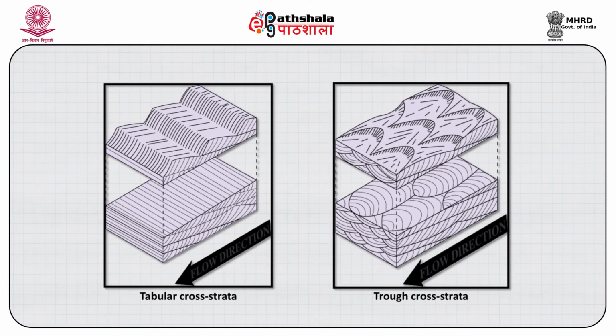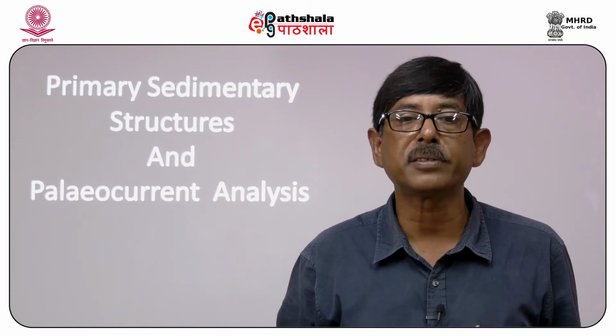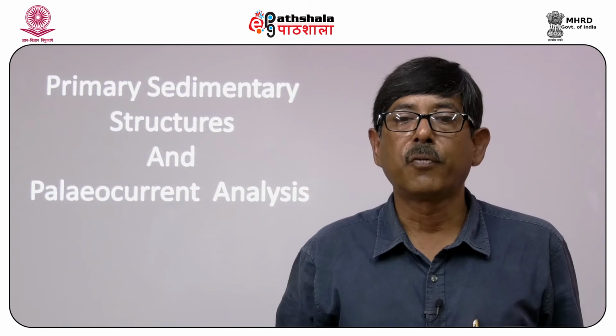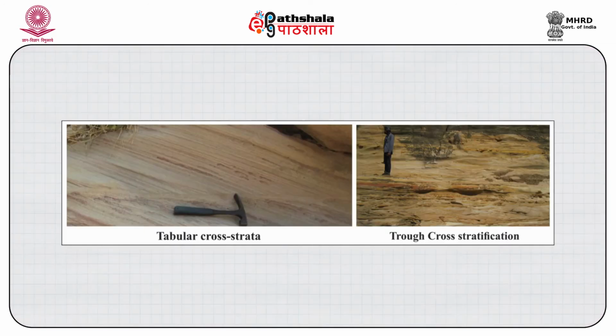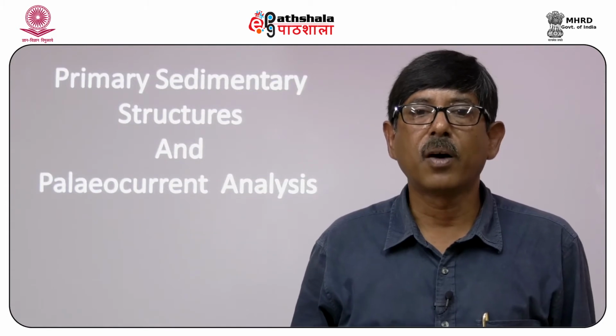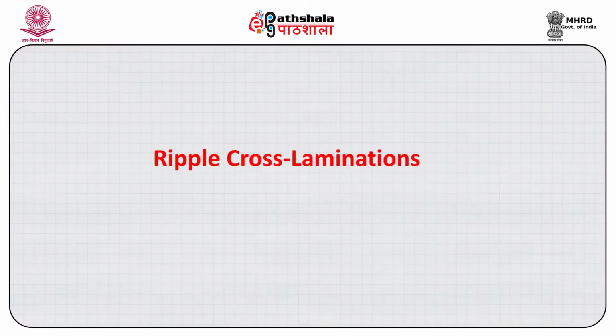Now, see this figure. Cross strata are divided into two principal types on the basis of formative depositional mechanism: tabular cross strata and trough cross strata. Tabular cross strata form due to migration of 2D straight crested ripples and dunes. On the other hand, trough cross strata are formed by migration of 3D ripples and dunes formed under comparatively higher flow conditions. Now, see this figure, how a ripple cross lamination forms.